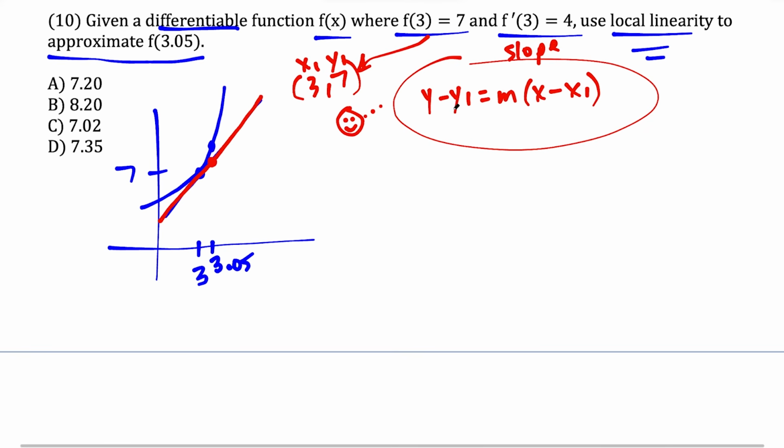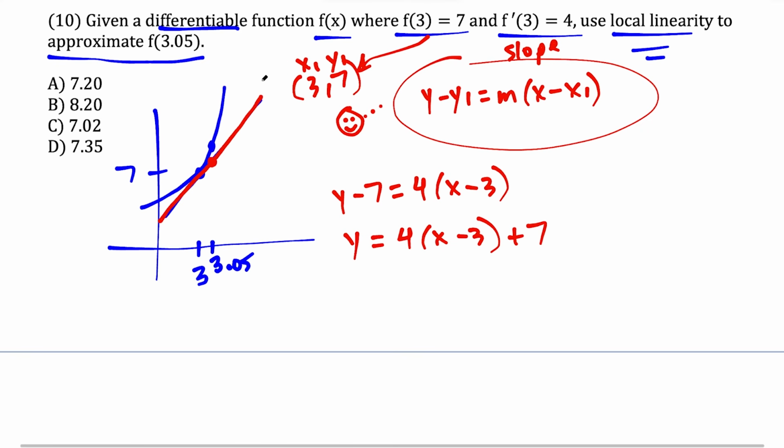So now we just plug everything in. We're going to have y minus 7 is equal to, we have 4 times, and then we have x minus 3. So now what we could do from here is just solve for y. So we could add 7 to both sides, and we're going to have y equals 4 times x minus 3, and then plus 7. So now we have the equation of our tangent line.